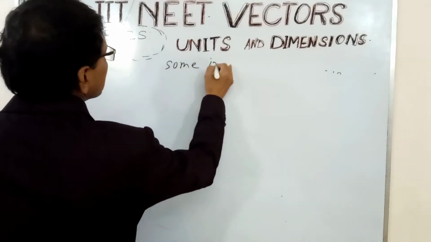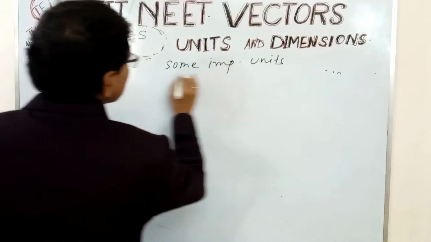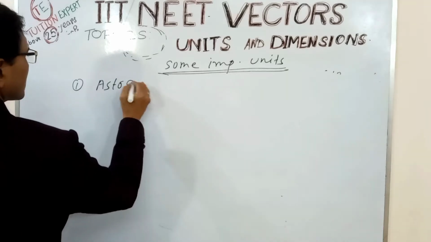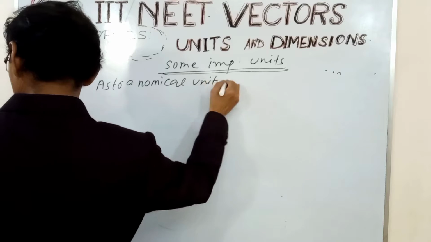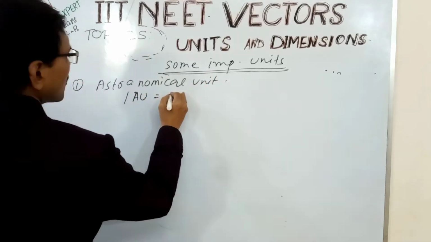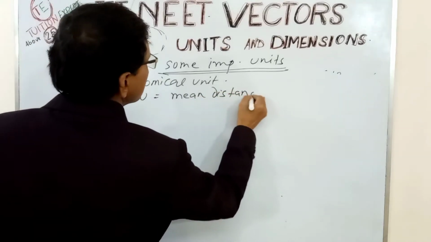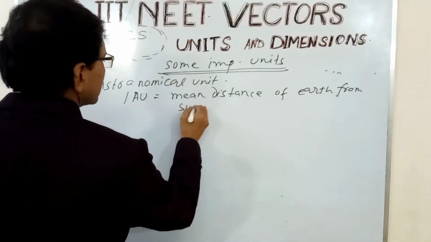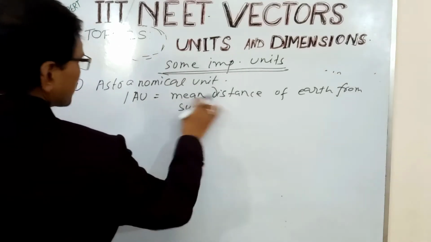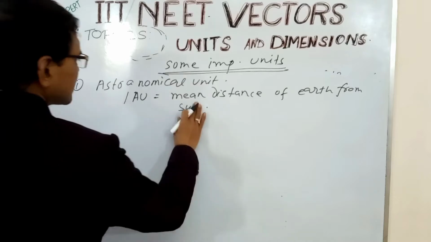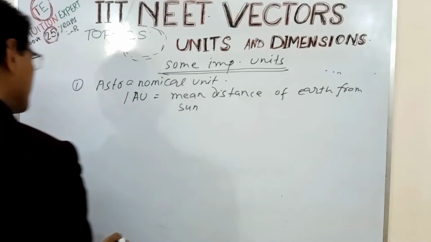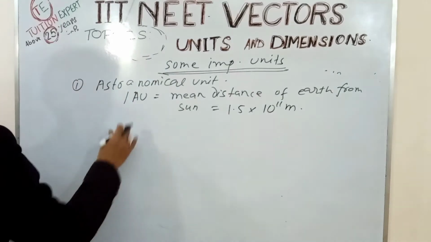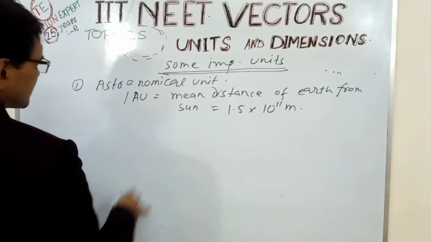Now some important units. Astronomical unit: 1 AU is equal to the mean distance of Earth from the Sun. It is the distance between the Sun and the Earth. We take the mean distance because the distance of the Sun from different places of the Earth will be different. So we take the mean distance. So this is its value. 1 AU is an astronomical unit and it is a unit of distance.